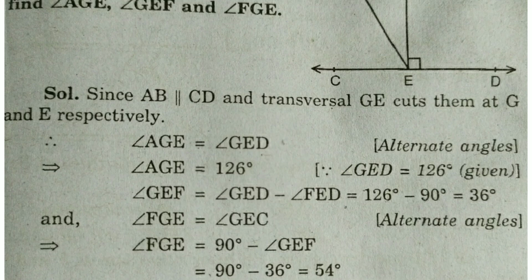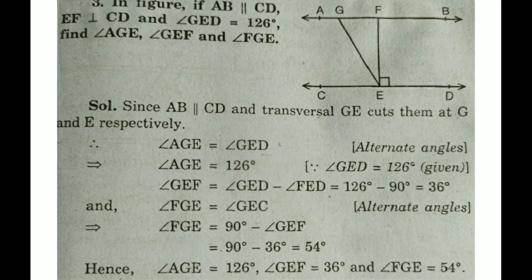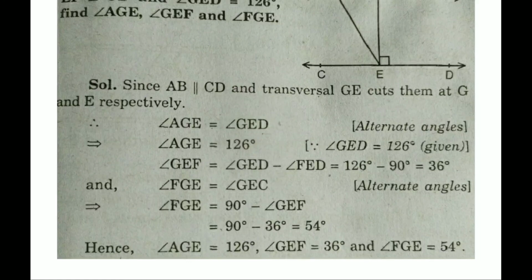Therefore, GED equals 126 degrees as given, and GEF equals GED minus FED, 126 degrees as you can see in the figure, so 36 degrees. Or angle FGE equals GEC, alternate angle, or FGE equals 90 degrees minus GEF, or 90 degrees minus 36 equals 54 degrees. Hence, AGE equals 126 degrees, GEF equals 36 degrees, and FGE equals 54 degrees. Thank you. Today's class is over.